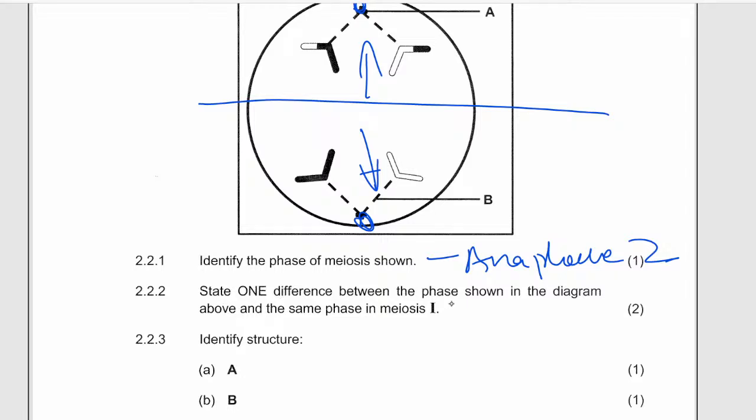State one difference between the phase shown in the diagram above and that of meiosis 1, meaning that they want a difference between anaphase 1 and anaphase 2. For example, in anaphase 1, homologous chromosomes separate to opposite poles, while here the chromatids of the chromosome separate to opposite poles. You understand? Yes.